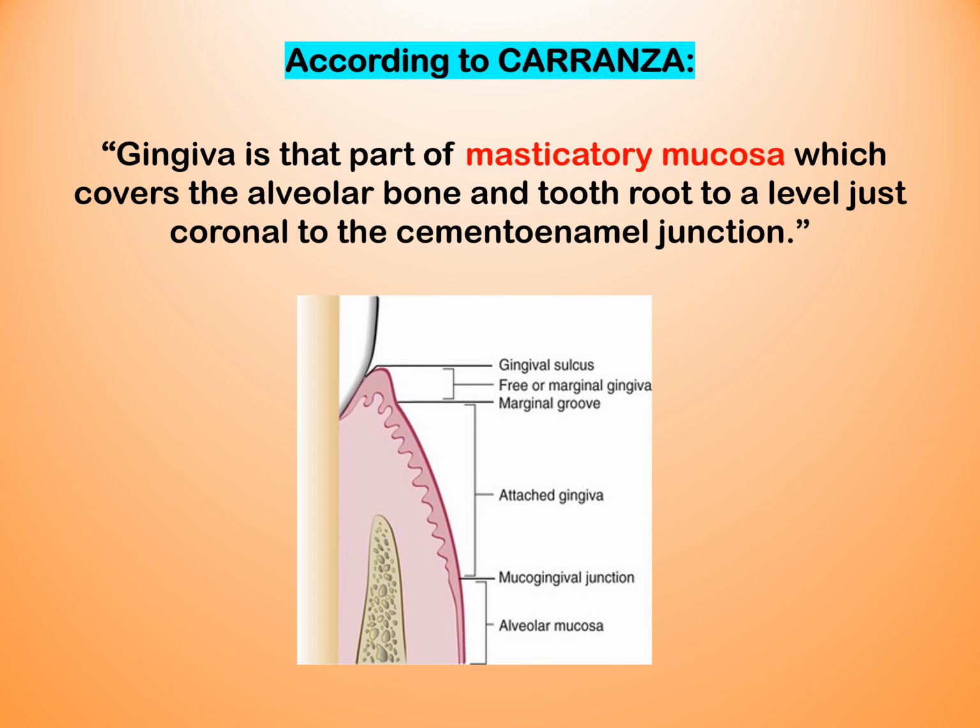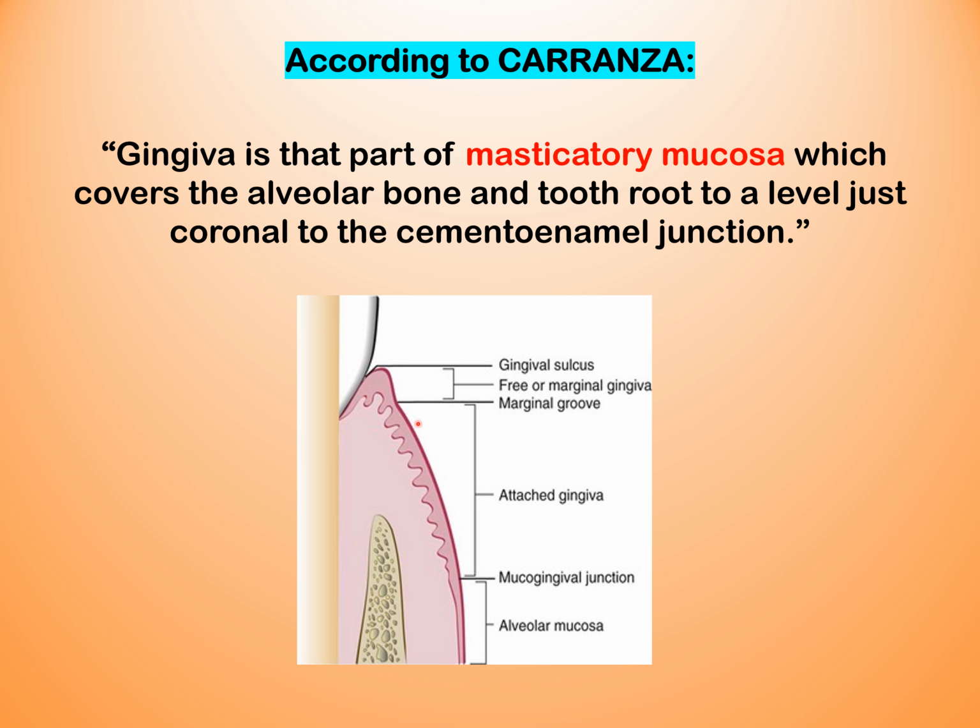Today in this video we'll discuss the various types of gingiva. So let's begin with the definition. According to Carranza, gingiva is that part of the masticatory mucosa which covers the alveolar bone and the tooth root to a level just coronal to the cemento-enamel junction.